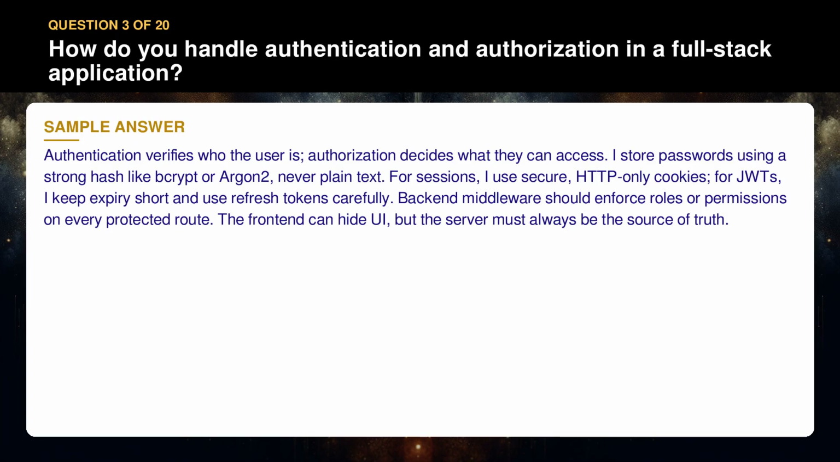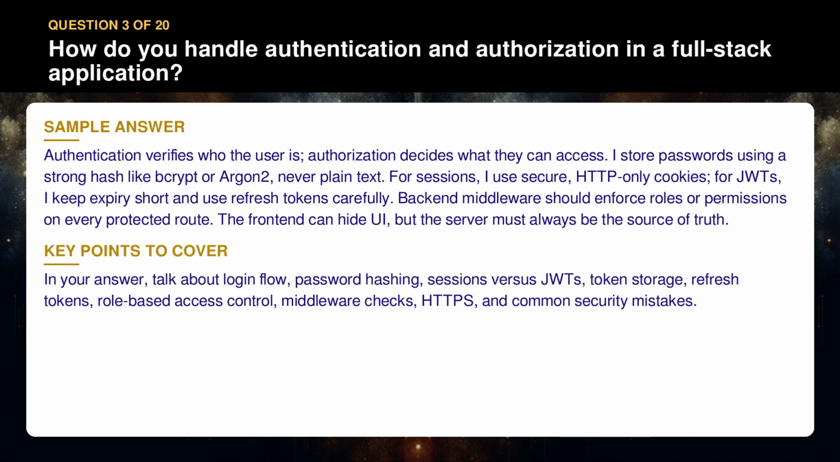For JWTs, I keep expiry short and use refresh tokens carefully. Backend middleware should enforce roles or permissions on every protected route. The front end can hide UI, but the server must always be the source of truth. In your answer, talk about login flow, password hashing, sessions versus JWTs, token storage, refresh tokens, role-based access control, middleware checks, HTTPS, and common security mistakes.